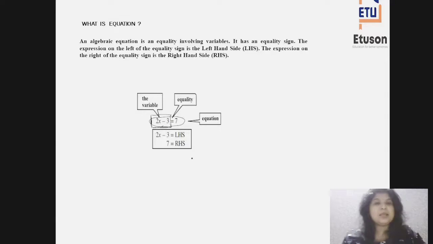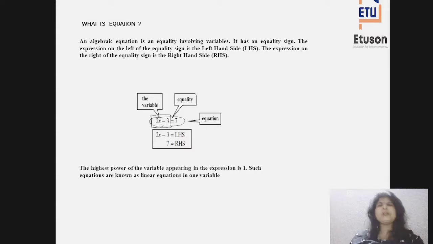Correct, children? So what you can observe is that in this particular example which I have taken, the highest power of the variable appearing in the expression is 1. Such equations are known as linear equation in one variable. Okay, children, I think your concept of linear equation in one variable is clear now.